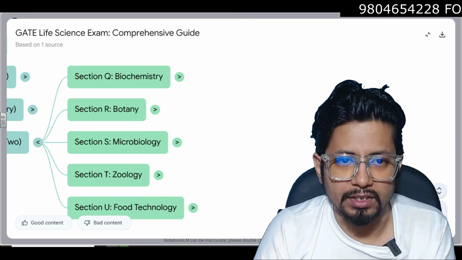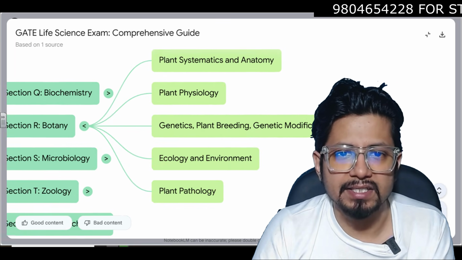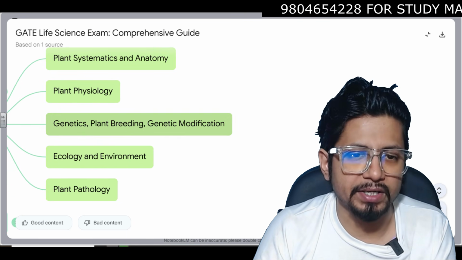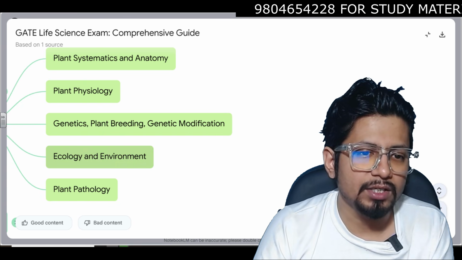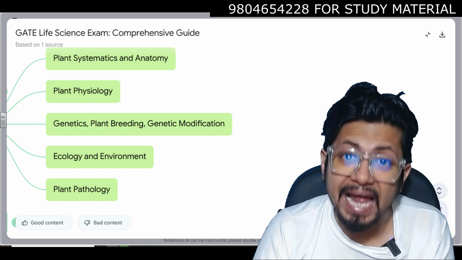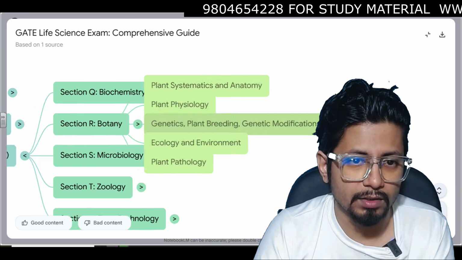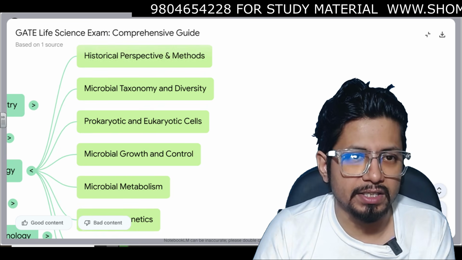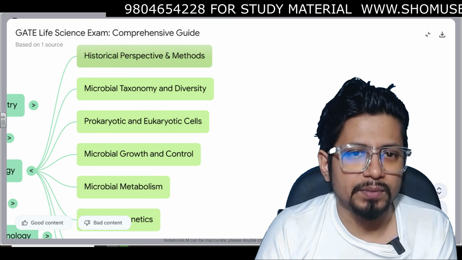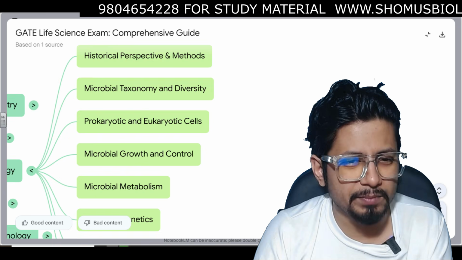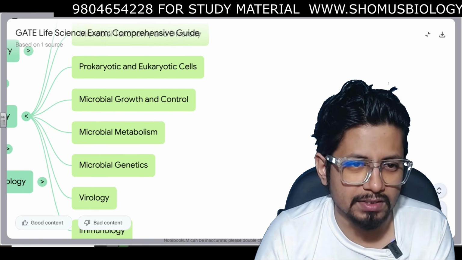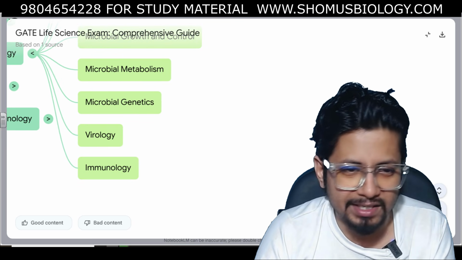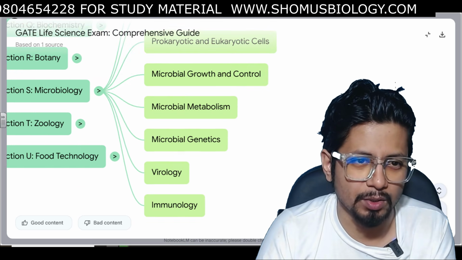For botany section, you need to study plant systematics and anatomy, plant physiology, genetics, plant breeding, gene modification, ecology and environmental biology. Plant pathology is very important for last few years. In microbiology section, you need to study historical perspectives and methods, microbial taxonomy, diversity, prokaryotic and eukaryotic cells, microbial growth and control, microbial metabolism, microbial genetics, virology and immunology.